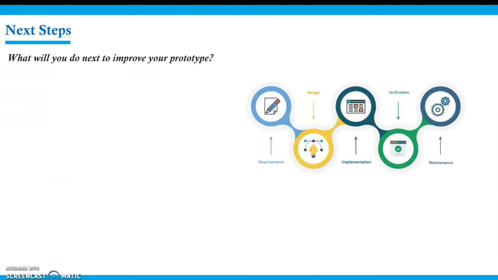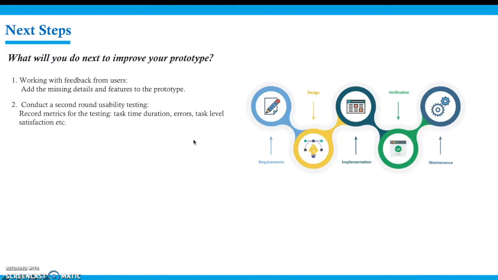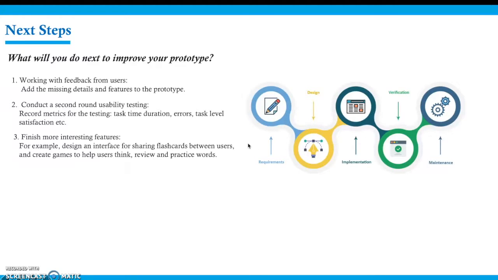For the next step, I'm going to add the missing details and the features to my prototype. I will conduct a second round of usability testing. I'm planning to record the metrics for the testing, such as test time duration, errors, test level satisfaction, and so on. I also want to finish more interesting features. For example, design an interface for sharing flashcards between users and create games to help users think, review, and practice words.